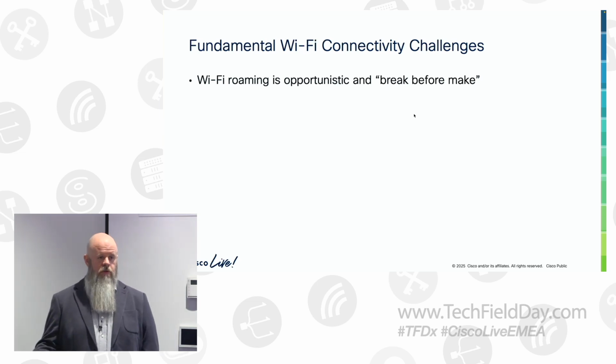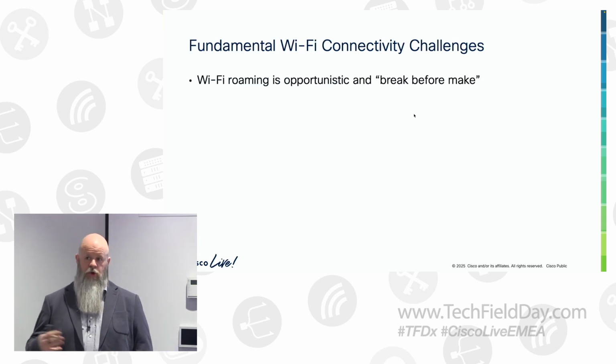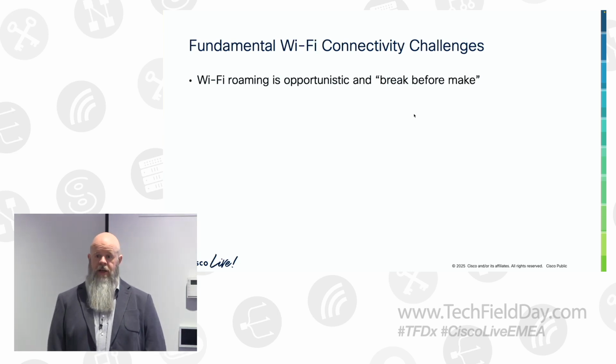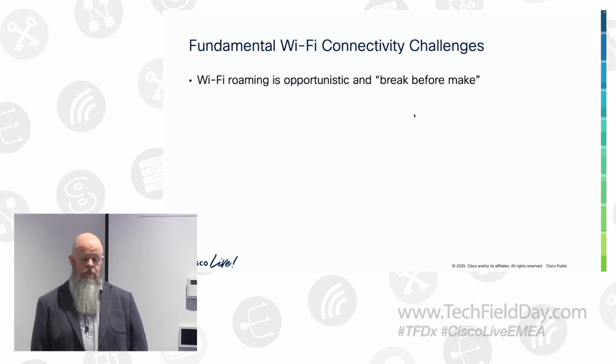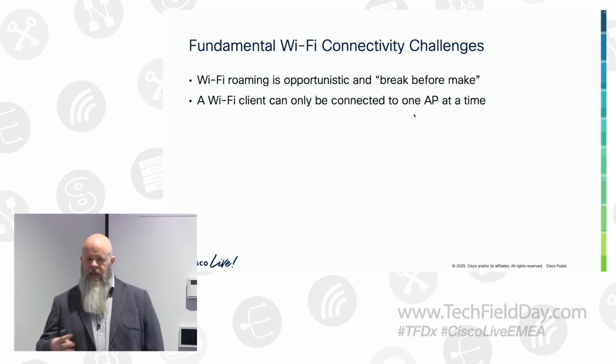For example, the break before make nature of the roam. It has to disconnect from the current AP before it connects to the next AP. You're going to get packet loss in that scenario, just naturally. That's how it works. Depending on what you're doing, that may or may not affect the application, but you'll get some packet loss. And you can only connect to one AP at a time. Of course, that's what we're used to. So that means you can't really be redundant.